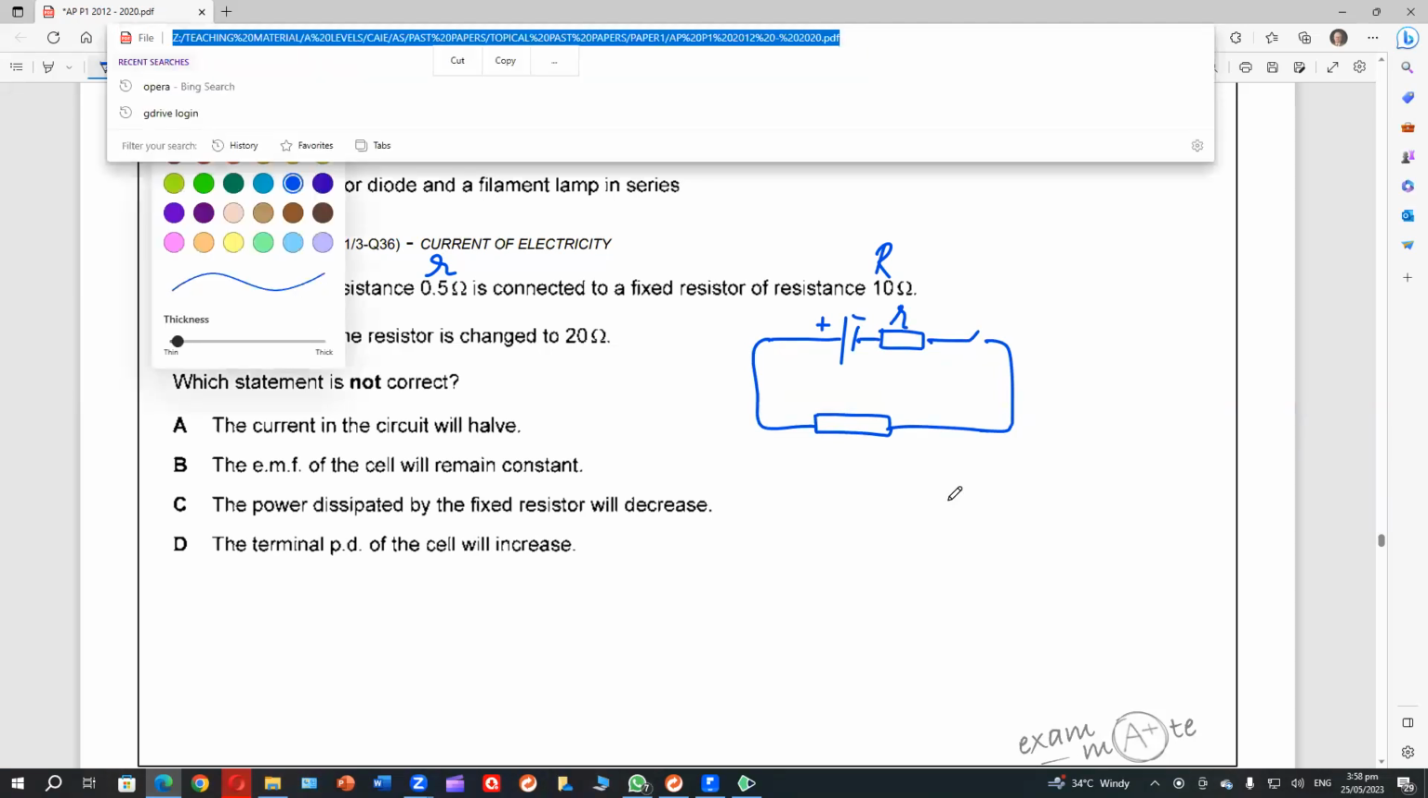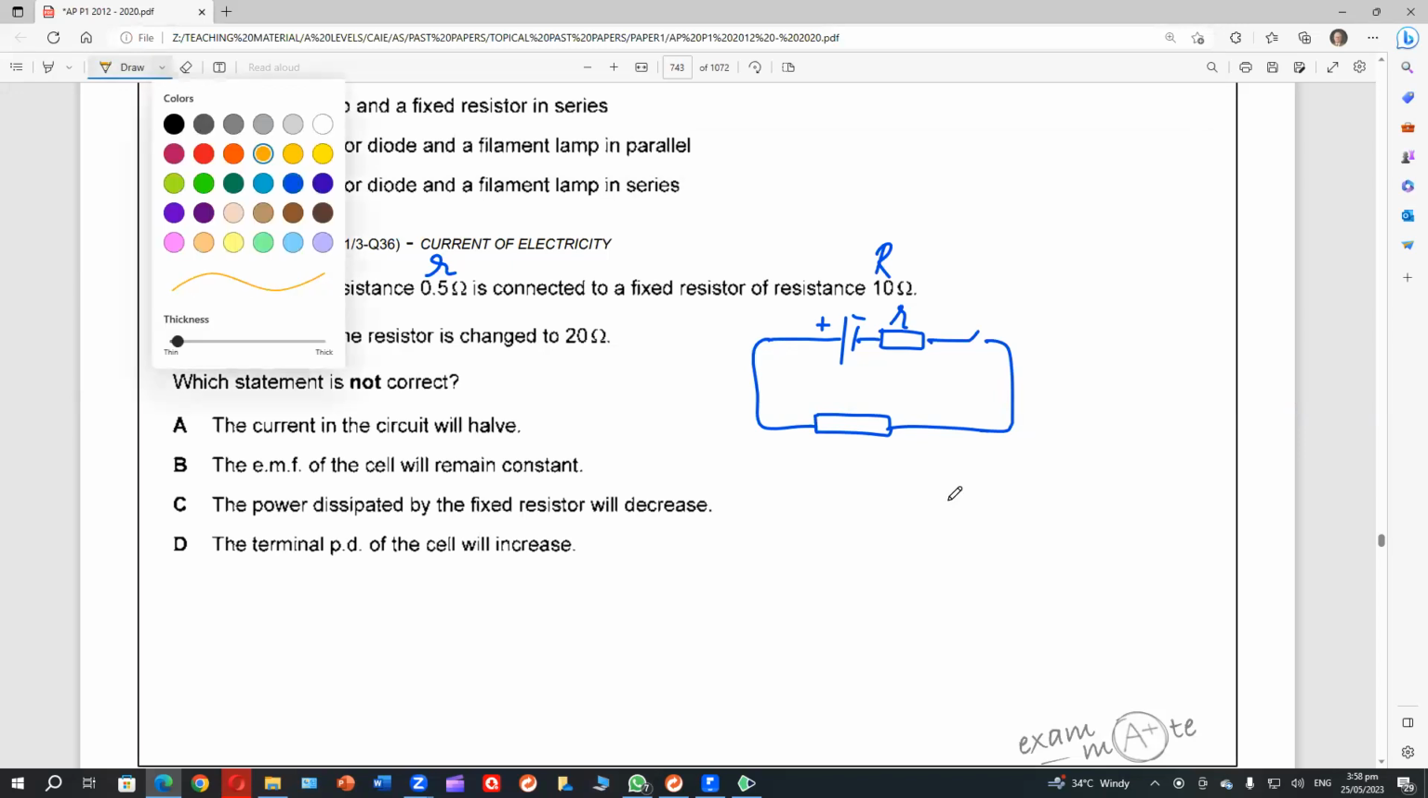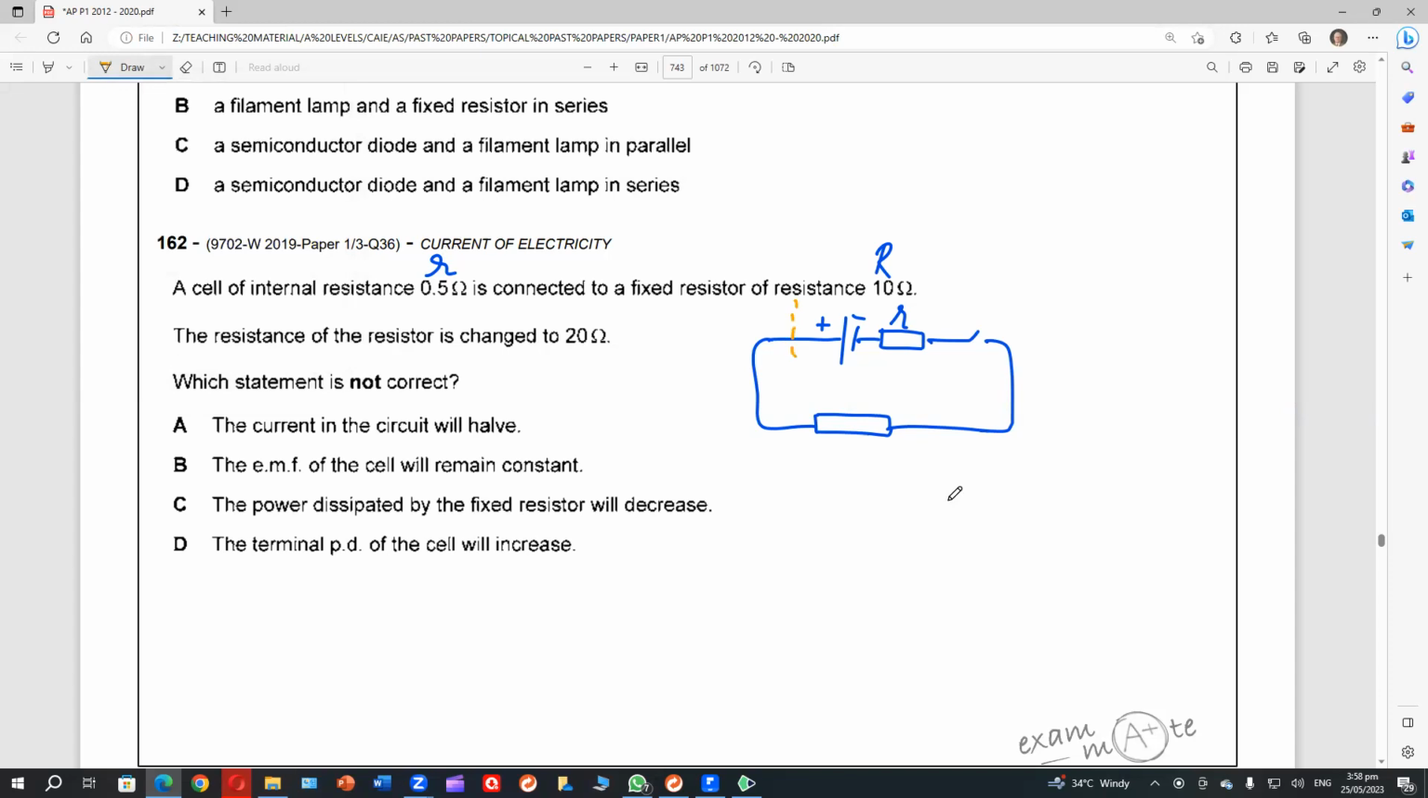Let's first see the possible circuit. Now I made the circuit. A cell of internal resistance 0.5 is connected to a fixed resistor. The resistance of the resistor is changed to 20. So this is the value change. Which statement is not correct? So we have to see one by one.